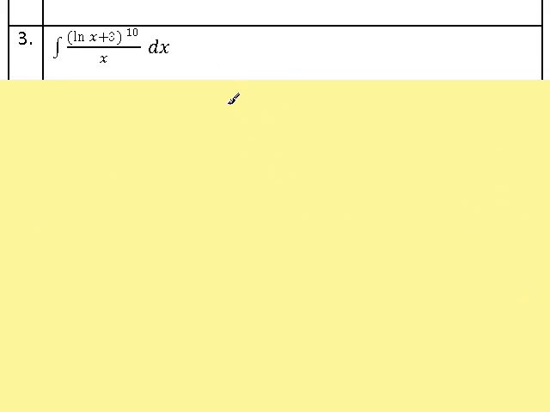Number 3 is a simple u substitution. Look at the inner function, ln x plus 3. The derivative of ln x plus 3 is 1 over x. And here we have a 1 over x in our expression from that x in the denominator. So we're just going to do a simple u substitution. We'll wind up with the integral of u to the 10th. So we'll do u equal to the inner function. And du is 1 over x dx.